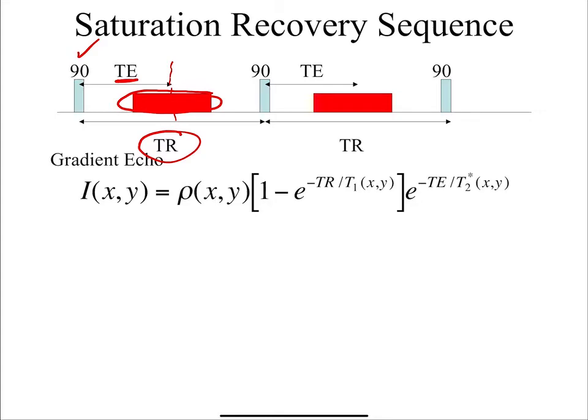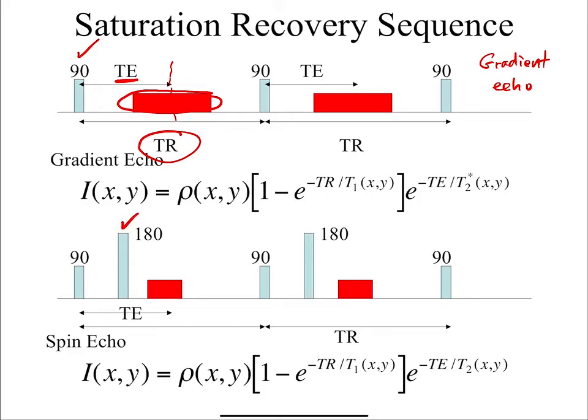So this is what's called a gradient echo sequence, because we're not refocusing the spins. Now, if we add an additional 180 pulse that does that refocusing, then this is what's called a spin echo sequence. I'm not really going to go through the math here, but the only difference between these is this has a T2 star and this has T2.